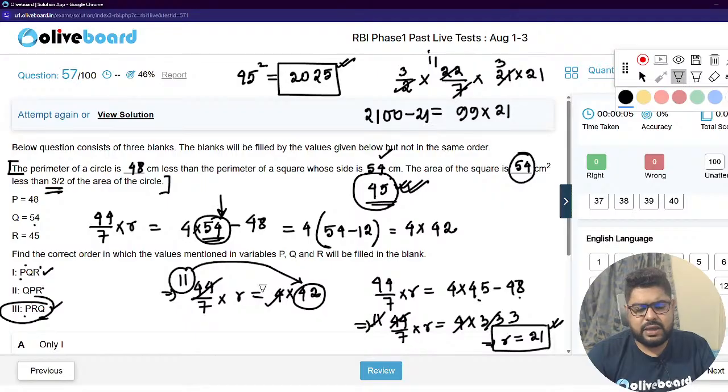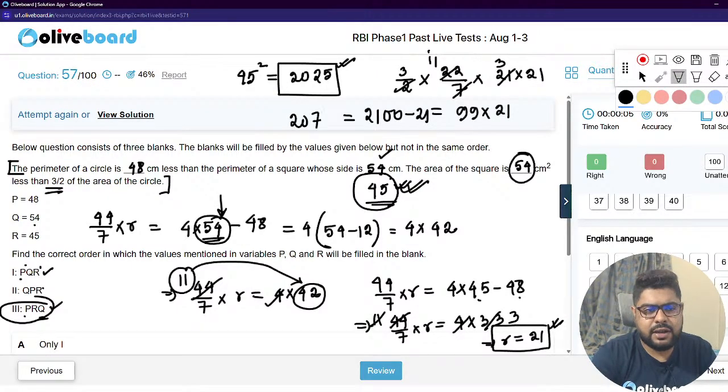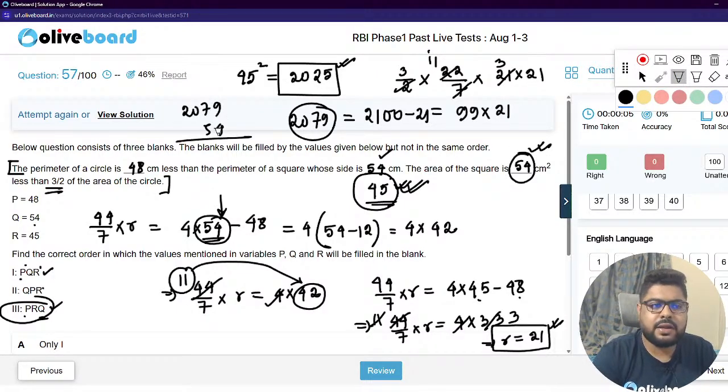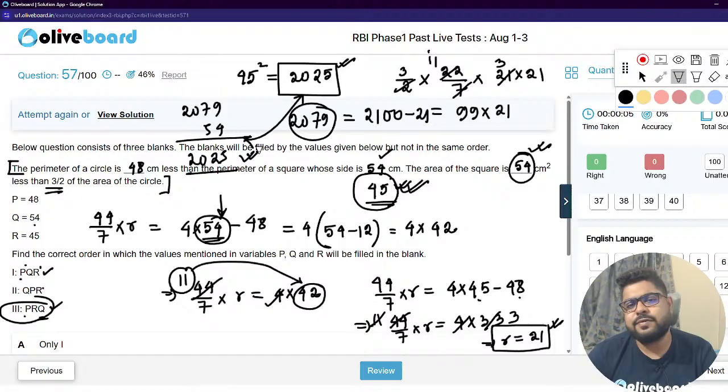Just a second, sir, we did something wrong. 3/2 area of the circle. Oh, we have to do 54 centimeter less as well. No, it is fine. So this is 2079. 54 centimeter you do less. Sir, it is 2025. Absolutely it is matching. It is matching. No, we have not made any mistake.